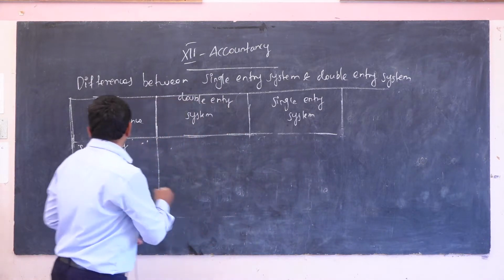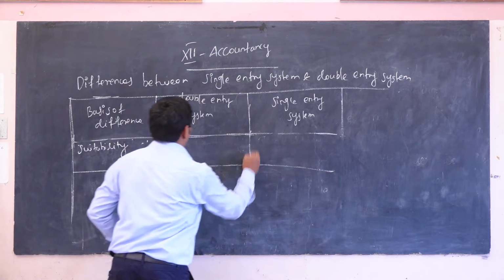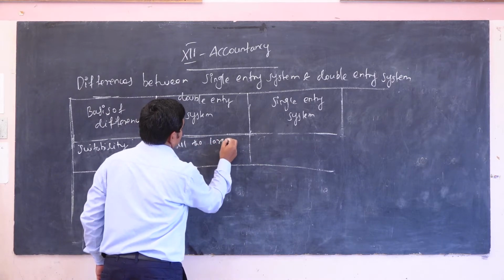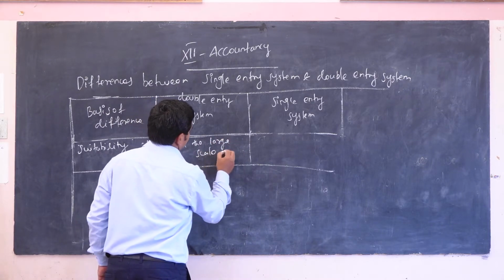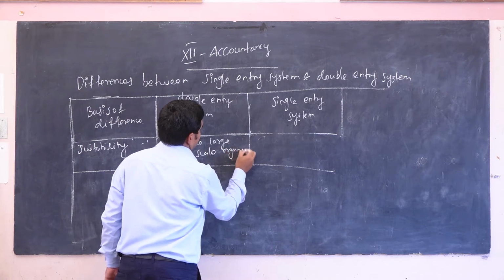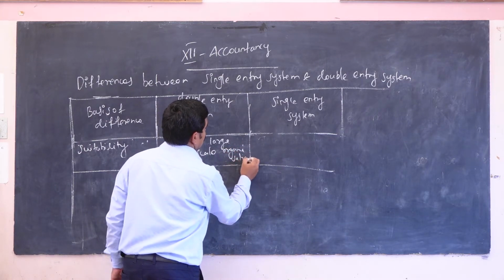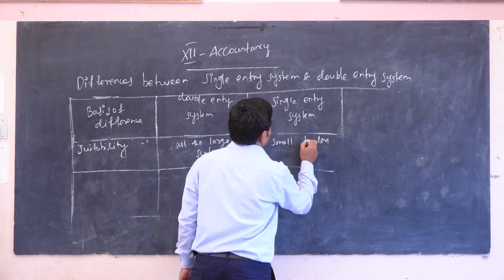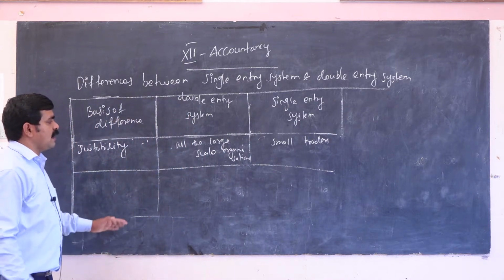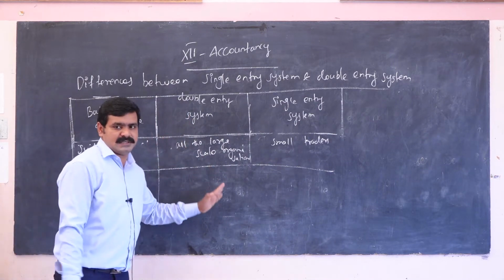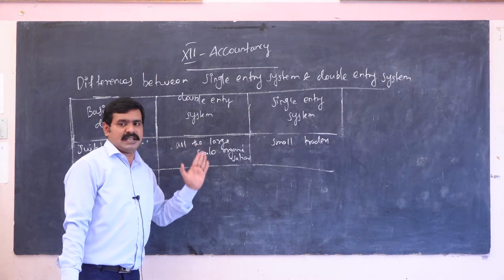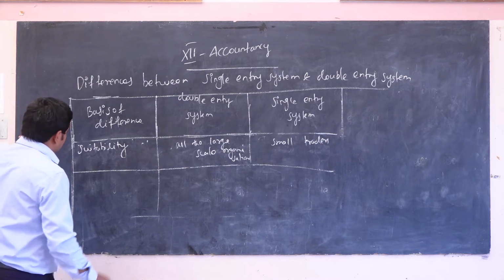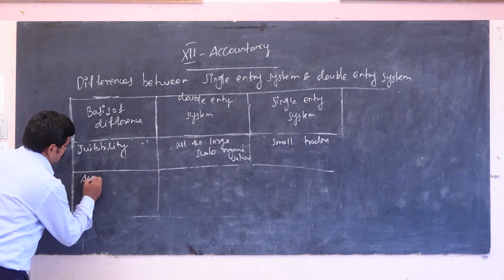Here it is suitable for all the manufacturing companies, all the large scale companies, large scale organizations. Here only small traders. This is suitable for only small traders. That is an important basic difference between the single entry system and the double entry system. Next, acceptability.